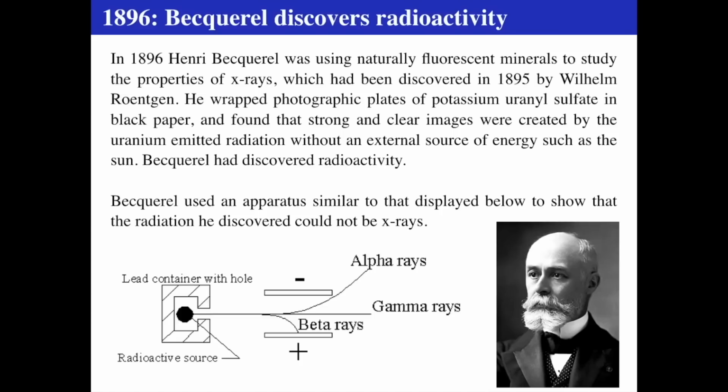So he thought, well, it must be getting light from the sun and converting it into this light, so it must be sunlight that's doing it. He was going to go outside and take a whole bunch of photographic plates with potassium uranyl sulfate, wrapped in black paper, and expose them to the sun and then see what the images were. So he put something like a ring or some objects on there to see what would be imaged.